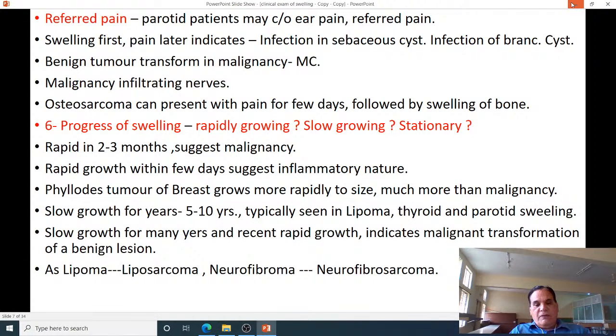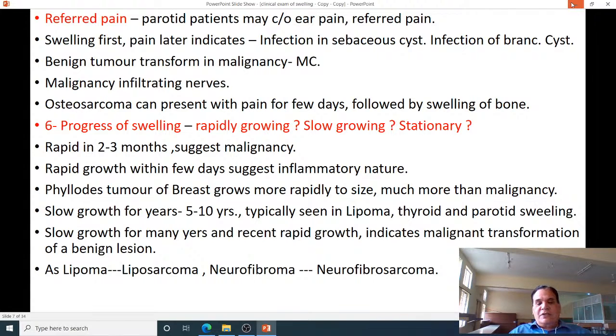Progress of swelling. This is very important. This question you must ask. And what you are going to ask? Whether it is rapidly growing, slow growing or stationary. And you are again getting a diagnosis. See, all your questions are leading towards a diagnosis.